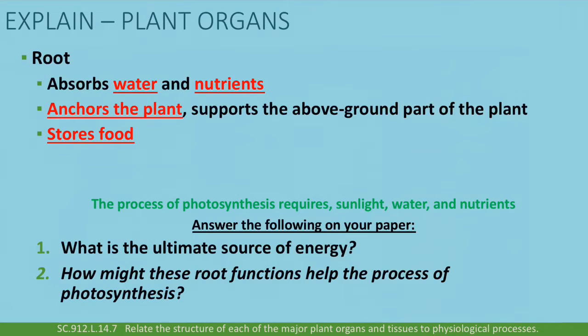The process of photosynthesis requires sunlight, water, and nutrients. If you don't have all three of those, sunlight, water, and nutrients, you cannot do the process of photosynthesis correctly. You can try, but you won't quite get it. It's like a perfect chemical reaction.